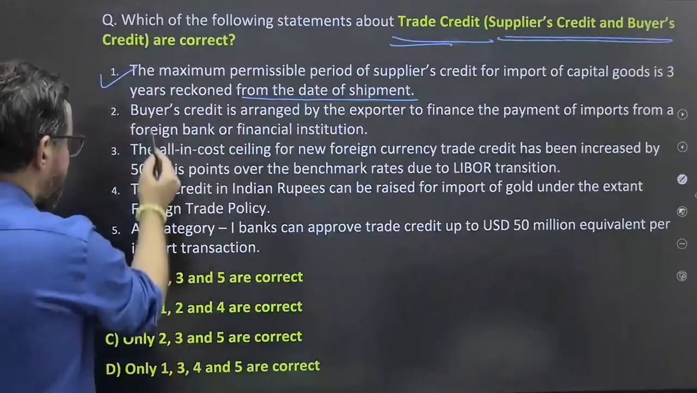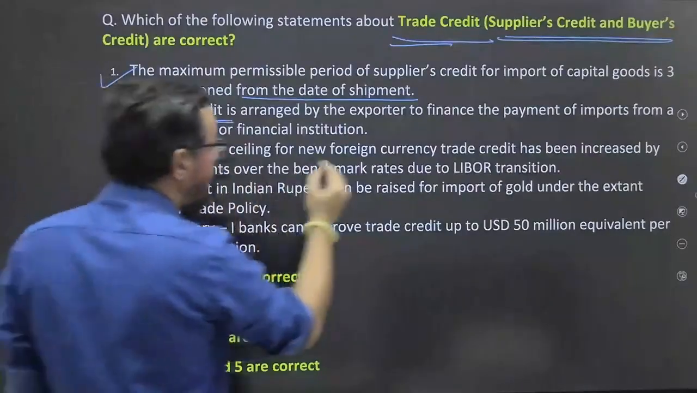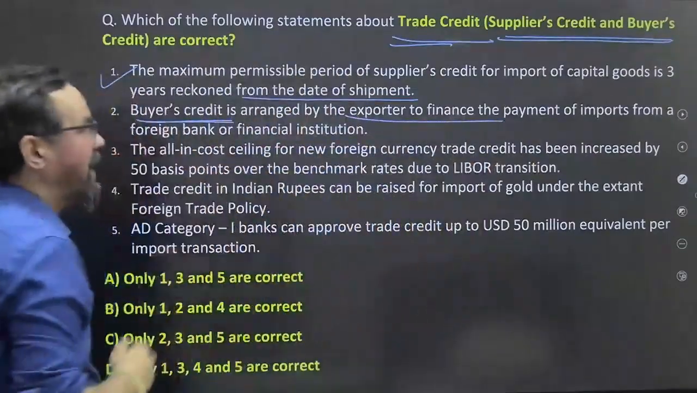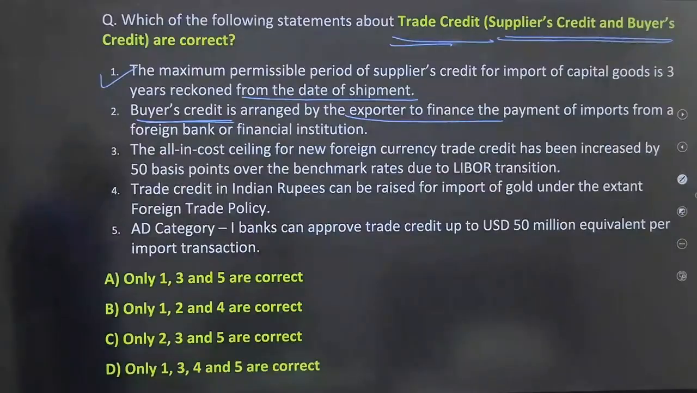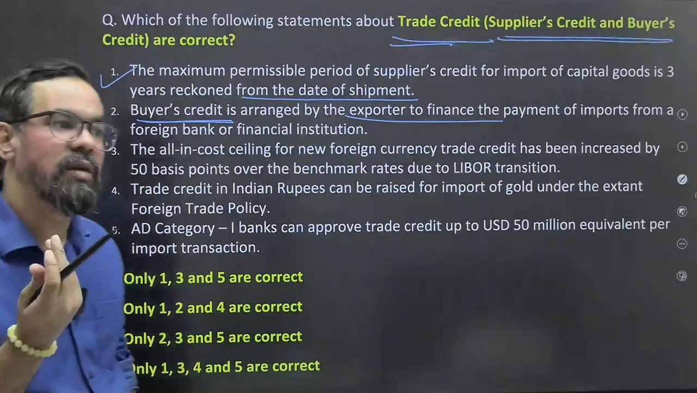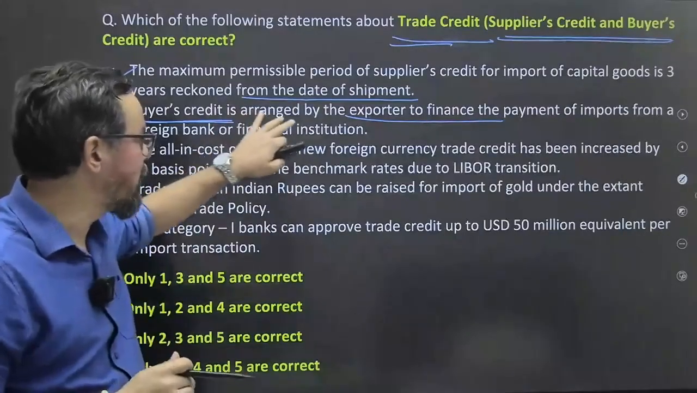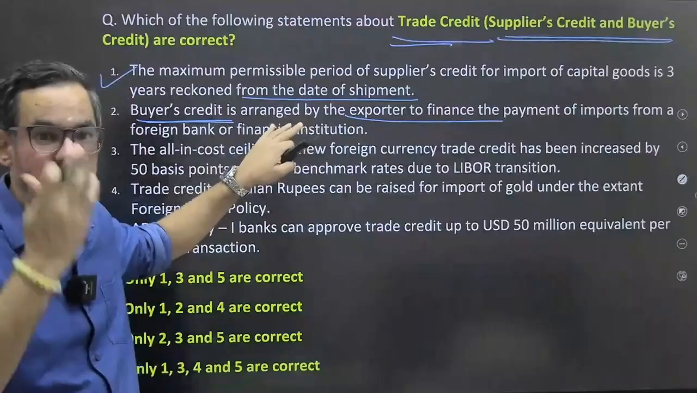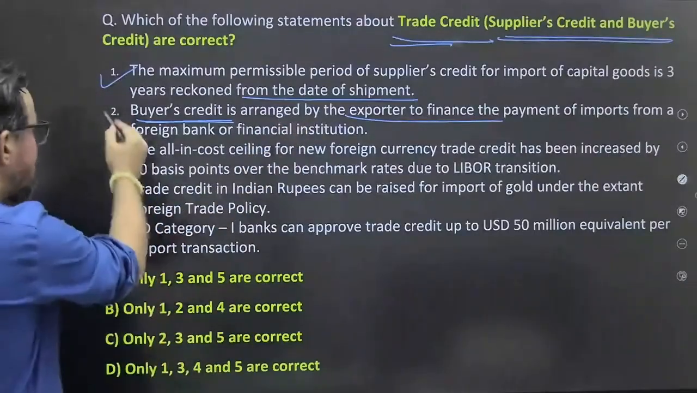Buyer credit, buyer credit is arranged by the exporter to finance the payments of import from a foreign bank or financial institution. Okay? Buyer's credit is arranged by exporters. Buyer's credit is basically a form of, yes, it should be seller's credit. In case of buyer credit, it is a normal loan. Okay? This statement is wrong.